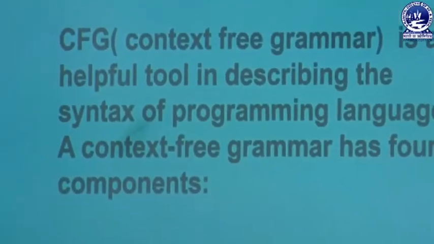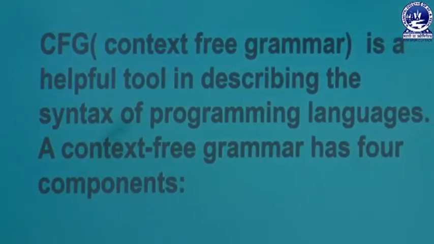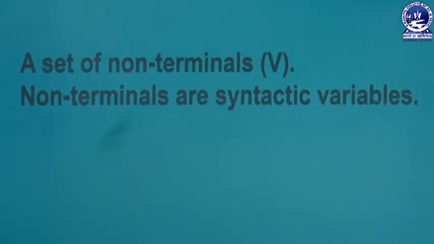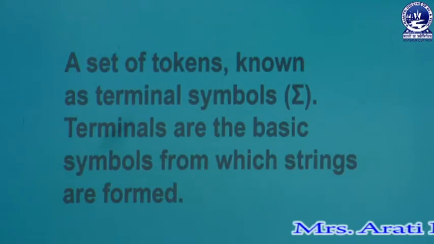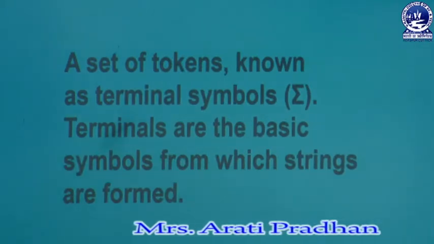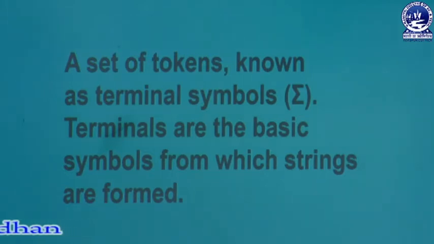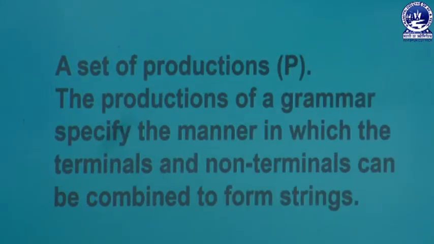Actually, the context free grammar has mainly 4 components. The first one is a set of non-terminals. Non-terminals are syntactic variables. It means that whatever you can derive, from where you can derive, all are non-terminals. Then the second point is terminals, which we may say are all tokens, and these are the basic symbols from which the strings are formed.